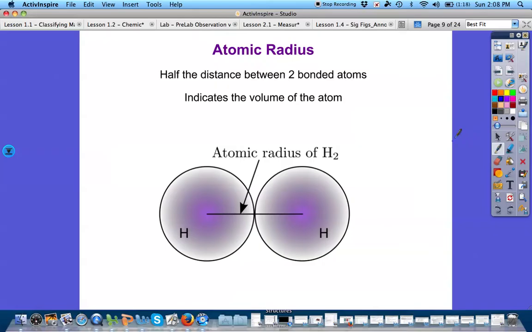Atomic radius is half the distance between two bonded atoms. This indicates the volume of the atoms. We said when we were talking about Schrodinger's model that we don't know the exact definition of the atom because of all of the possible locations for where the electrons could be. So we can only measure the volume of an atom when we have two bonded together, and then we can measure from one nucleus to the other to get our radius.